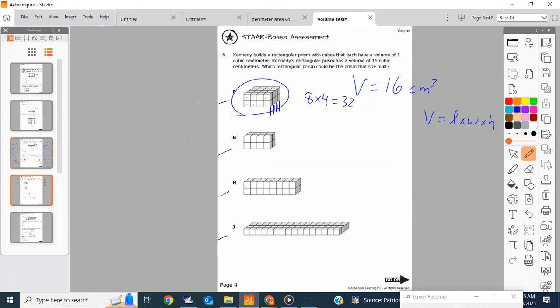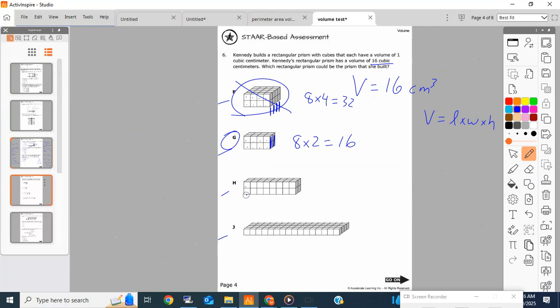So could that be the possible answer? Nope, because the volume that she had was 16. So we know that one's not right. So let's check this one. Here is 1, 2, 3, 4, 5, 6, 7, 8. 8 on each layer, and then how many layers are there? There's 1, and there's 2. So 8 times 2, that gives us 16. So this one could be the possible answer. But let's check these others just to be sure.